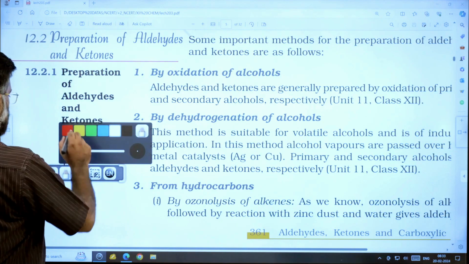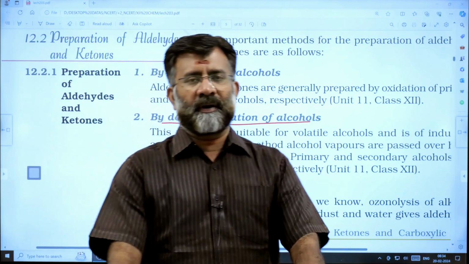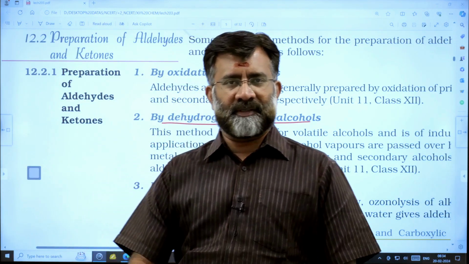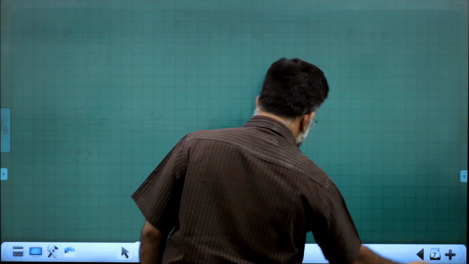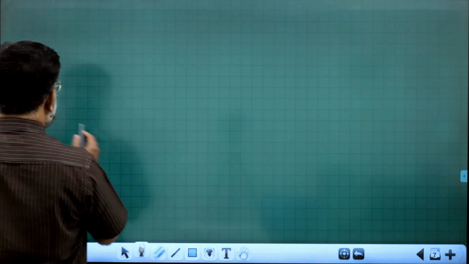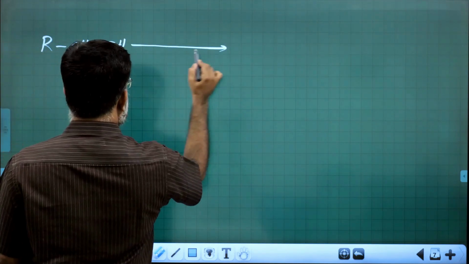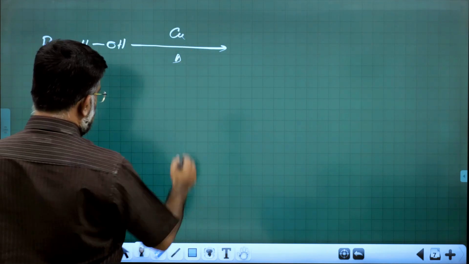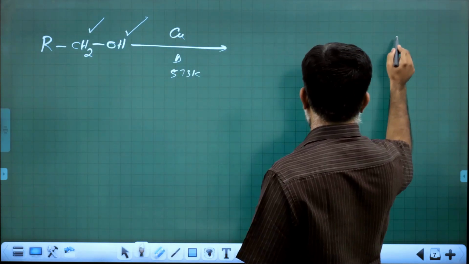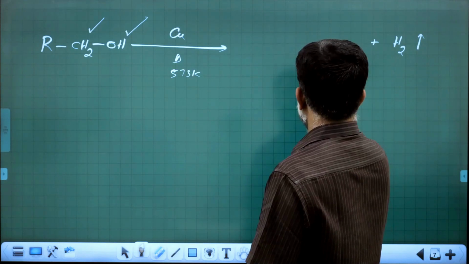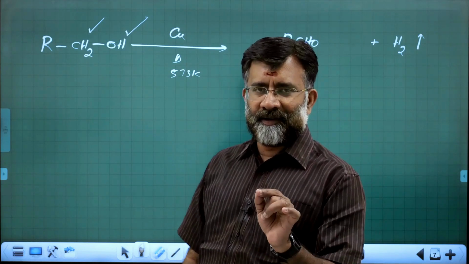dehydrogenation. Dehydrogenation, once again an oxidation type reaction, using heated catalyst: heated copper and silver. This dehydrogenation process was also learned in the previous chapter. Alcohol vapors are passed over heated copper or silver catalyst. If you take primary alcohol RCH2OH and pass it through heated copper catalyst at 573 Kelvin, there is dehydrogenation, H2 out, and you get aldehydes. So primary alcohol will give you aldehyde, secondary alcohol will give you ketones.